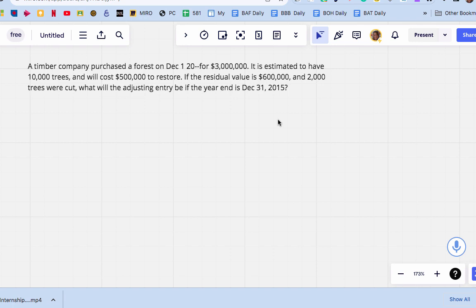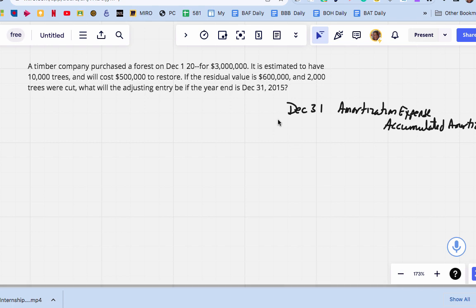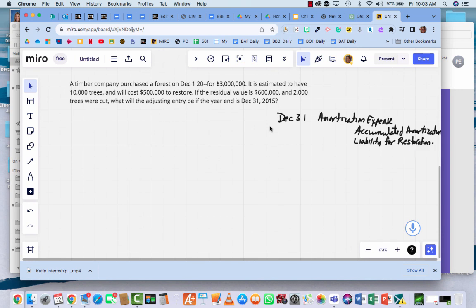So let's start our journal entry over here so we could do it at the same time. So we're going to have December 31st is our year end. We're going to have amortization expense. We're going to have accumulated amortization. And I apologize, I'm using a tablet and my writing on this tablet is not great. And we have our liability for restoration. So now we got to calculate these things. Remember, there were the three formulas above.